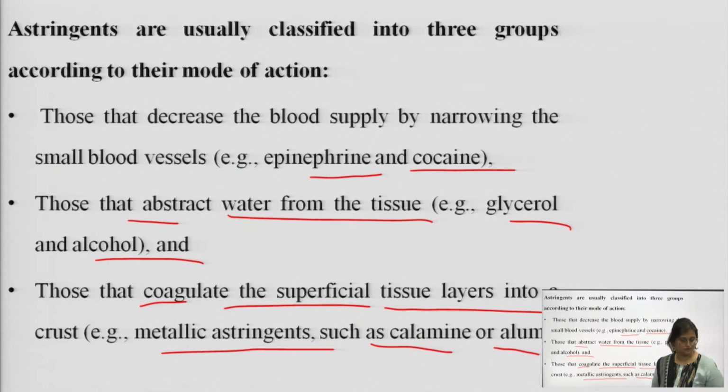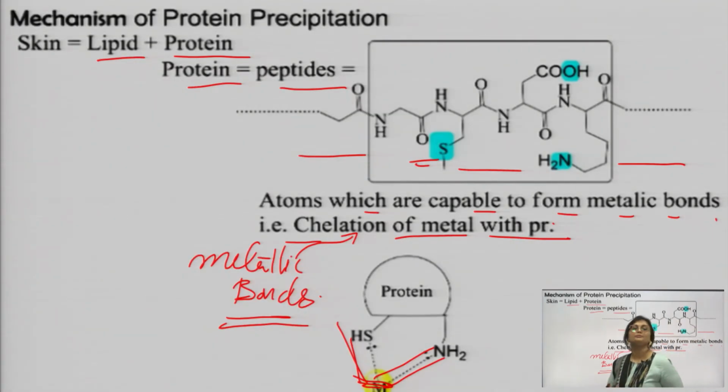Here we have understood that astringents coagulate the superficial tissue into a crust. How do they do this? By coagulating the protein. How do these astringents coagulate the protein? The metal present in this astringent forms metallic chelate with these proteins, hence forming a coagulate or crust on the superficial tissue.